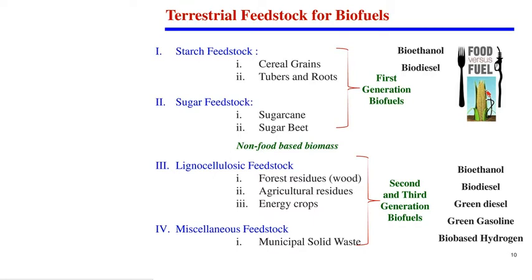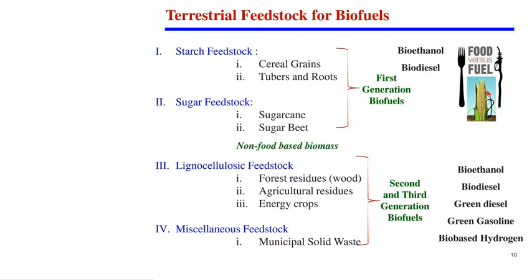What could be the feedstock for this biomass? There are several categories, but I have categorized them into these four types. We call them first generation biofuels, and second and third generation biofuels. First generation biofuel, you will know, is a starch-based feedstock: cereal grains, corn, which has more starch, like potato. They can be used to make ethanol, and ethanol can be used as a biofuel. Sugar cane or sugar beet, again, is a great sugar source, and sugar can be fermented to ethanol.